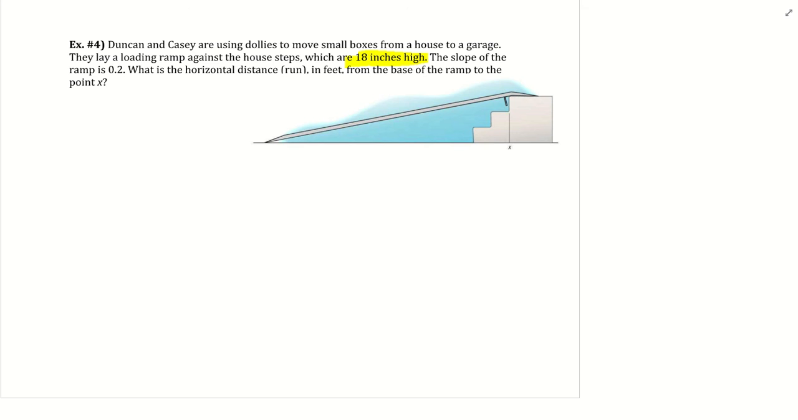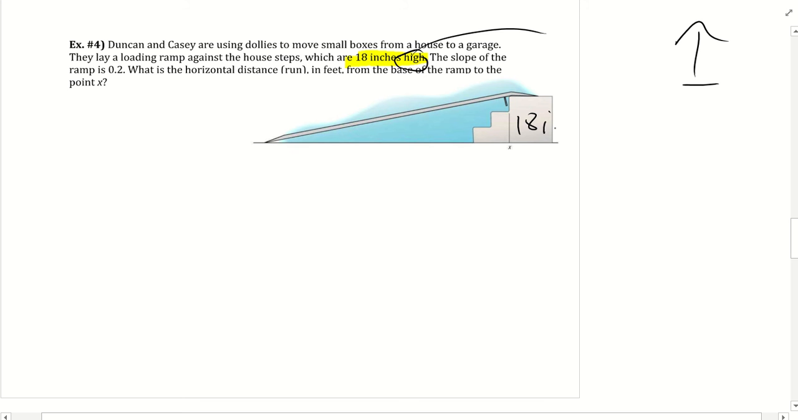So when I see the word high here, that's going to give me an alarm. High, I think vertical, right? Like how high is this? So on here, I'm thinking that the rise is going to be 18 inches. It's really important that you be able to decode this, and this is a great lifelong skill. The slope of the ramp is 0.02. So when I'm thinking about my slope here, my slope is 0.02.